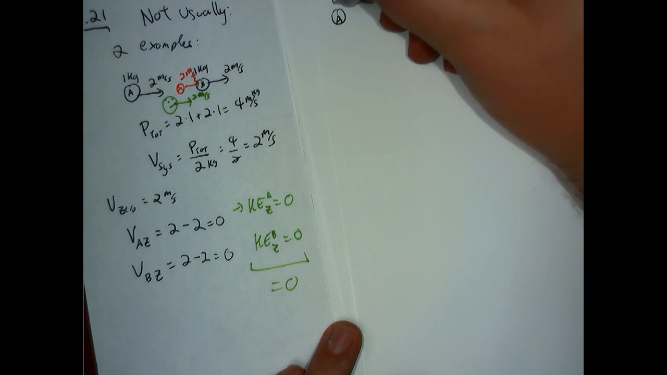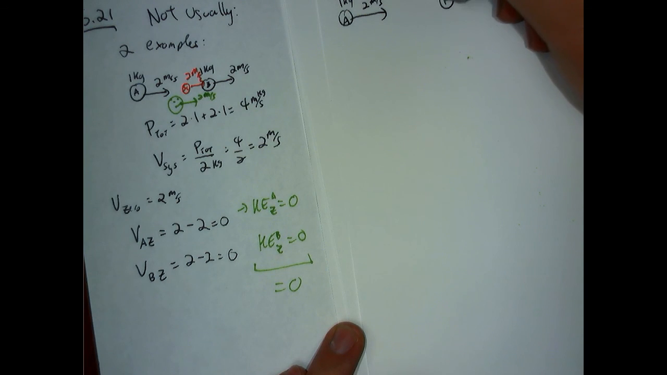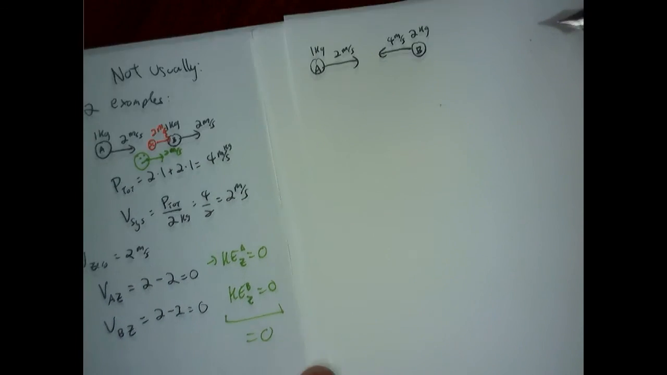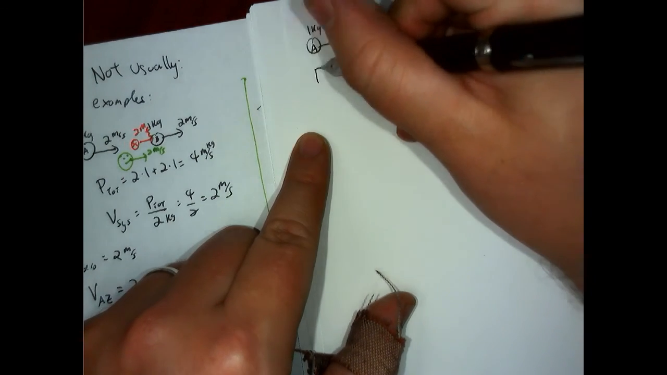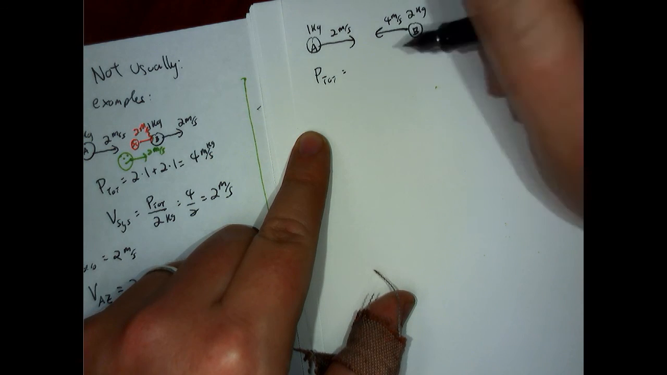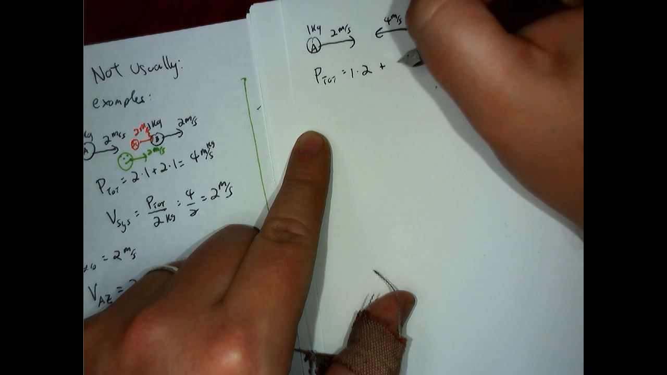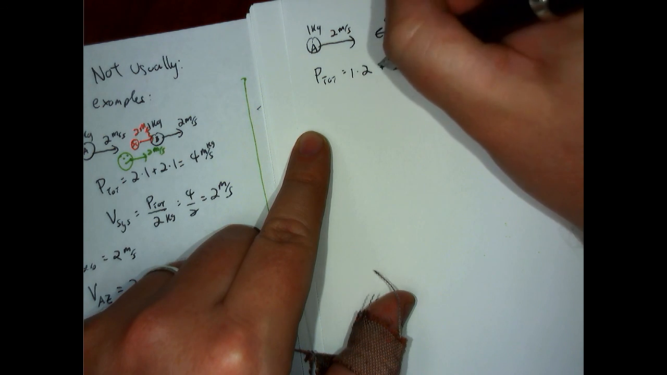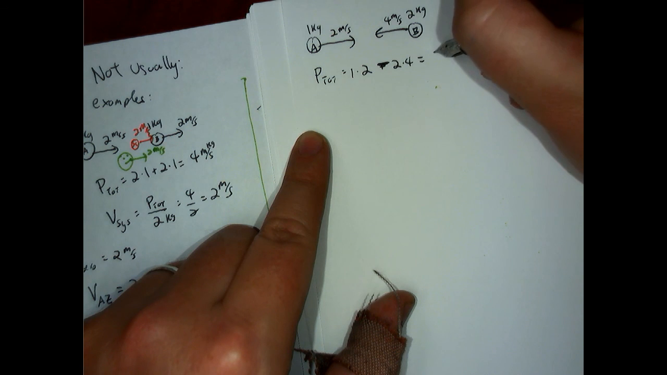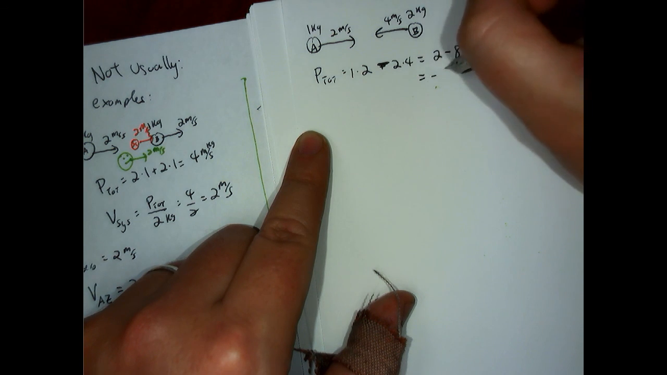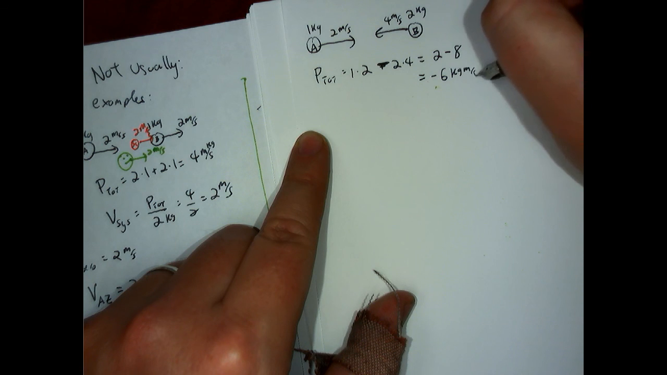A is 1 kilogram. It's going this way at 2 meters per second. B is 2 kilograms, and it's going at 4 meters per second that way. All right, that's what I originally wrote. So P total, total momentum in this frame is 1 times 2 plus 2 times 4. Wait, minus 2 times 4. So it's 2 minus 8. So it's minus 6 kilogram meters per second.